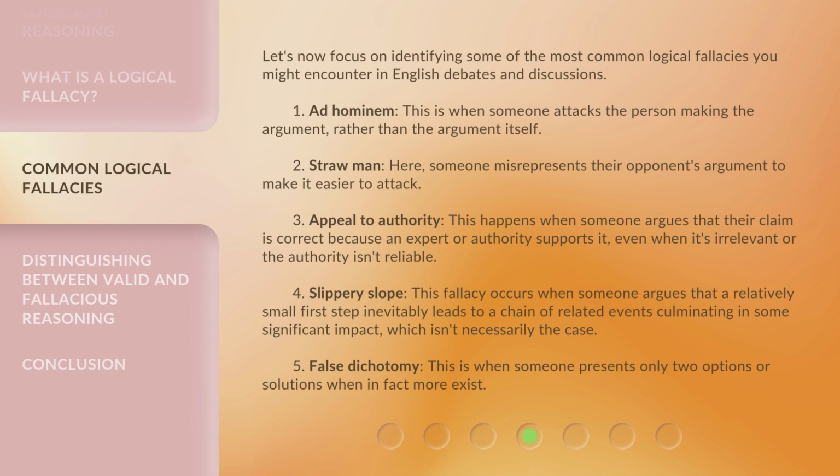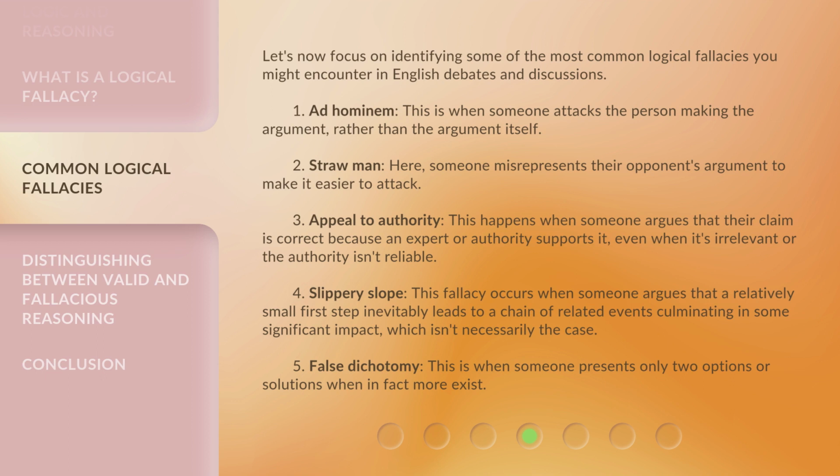Let's now focus on identifying some of the most common logical fallacies you might encounter in English debates and discussions. 1. Ad hominem. This is when someone attacks the person making the argument, rather than the argument itself. 2. Straw man. Here, someone misrepresents their opponent's argument to make it easier to attack.